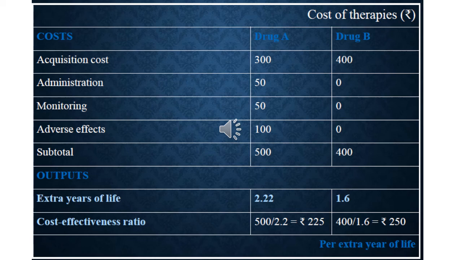So when you divide it, what you will find is that for drug A, to get maximum cost effectiveness, you are spending only 225 rupees, whereas on drug B you are spending 250 rupees. That means drug A is much more effective as compared to drug B. So between the two, you will choose drug A.